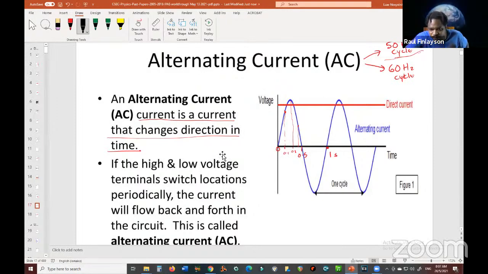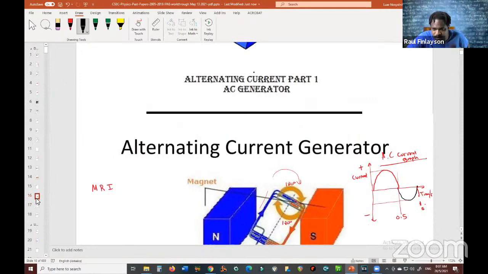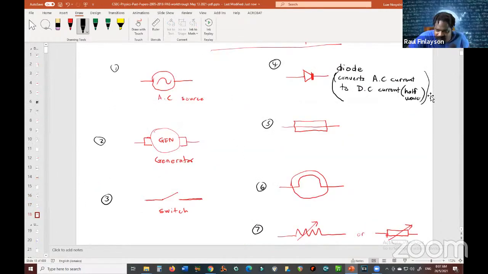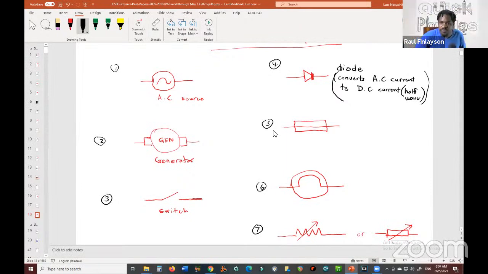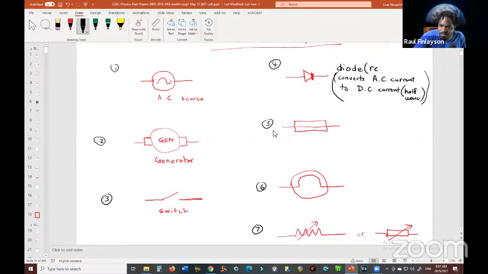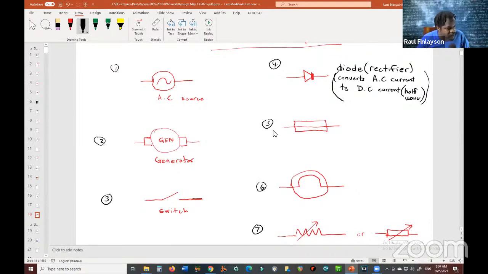And that's where the other components come in. Luckily at CXC level, they don't have a lot of components for you to know, except we have a few more to add to this, but not many when you see all the others that exist. But the diode converts the AC to DC. The other name for the diode is rectifier. So the diode is a rectifier, and rectifier means to correct. So the diode can actually correct an AC current and change it into a DC current, a half wave DC.